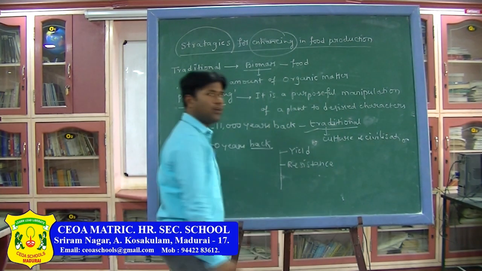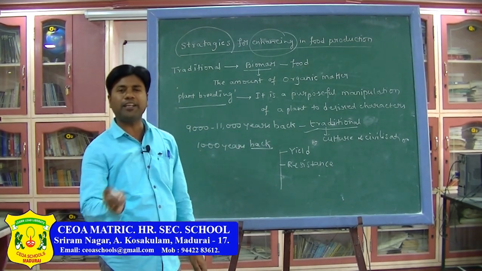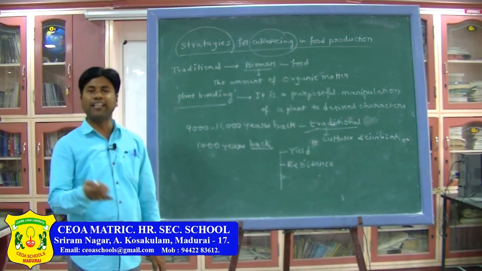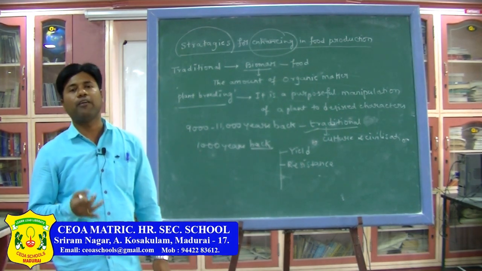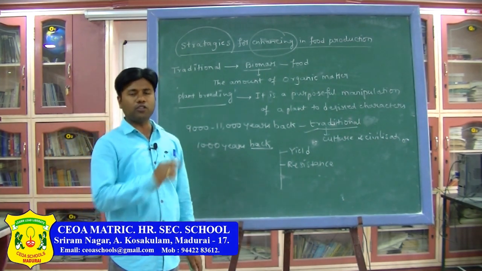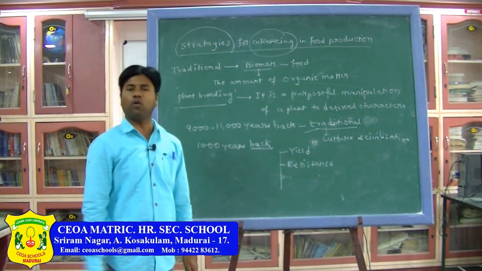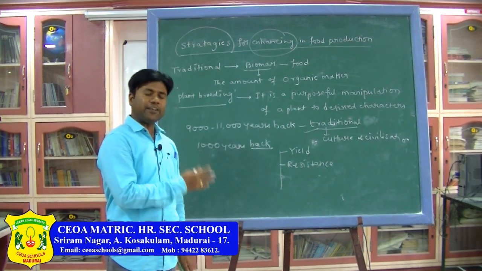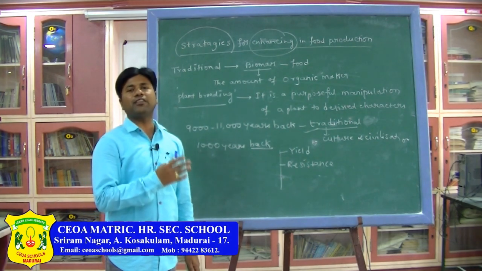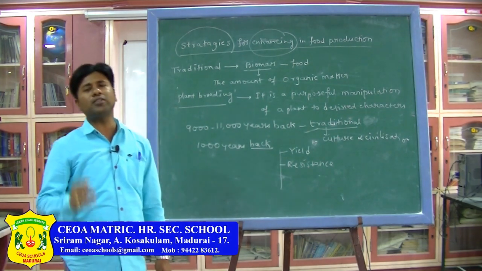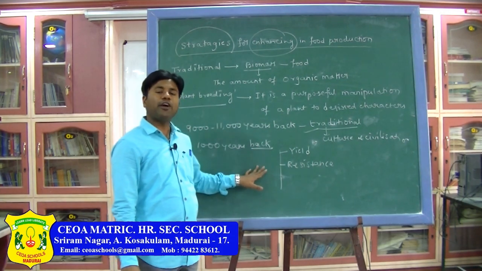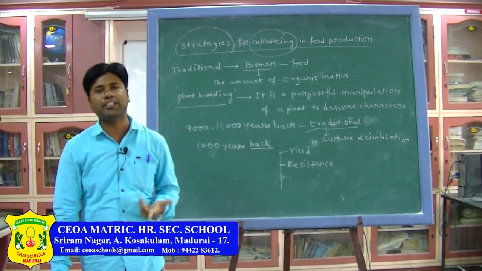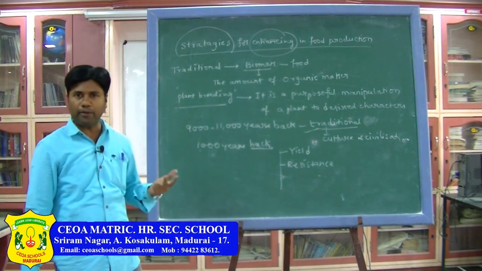What resistance? There are different types of resistance, biotic resistance and abiotic resistance. What is biotic resistance? Biotic means insects, pests, fungi, bacteria, viruses. These microorganisms and insects are there. If any biological organism affects the plant body, the productivity of the crop will be reduced. Those come under biotic resistance. Whereas abiotic means light, temperature, water. These three come under abiotic resistance.